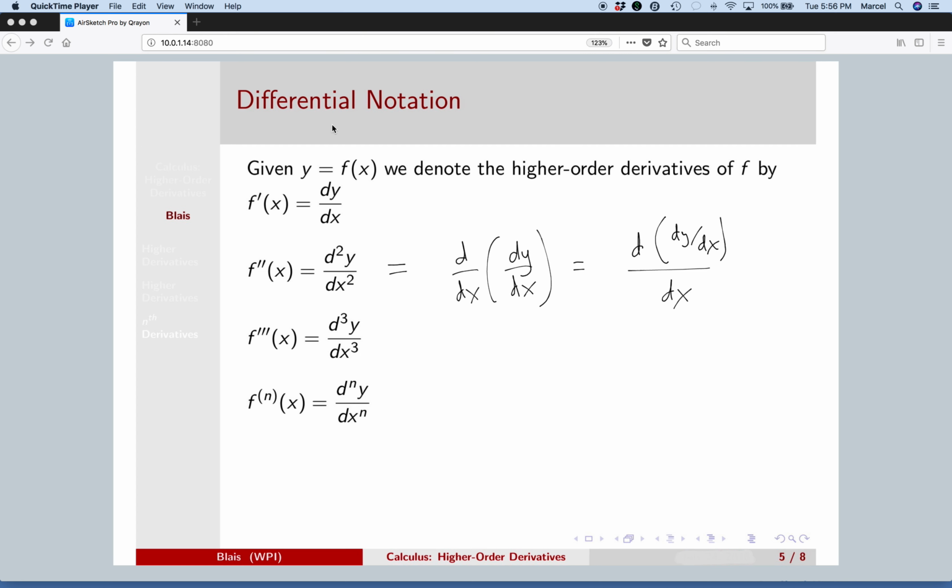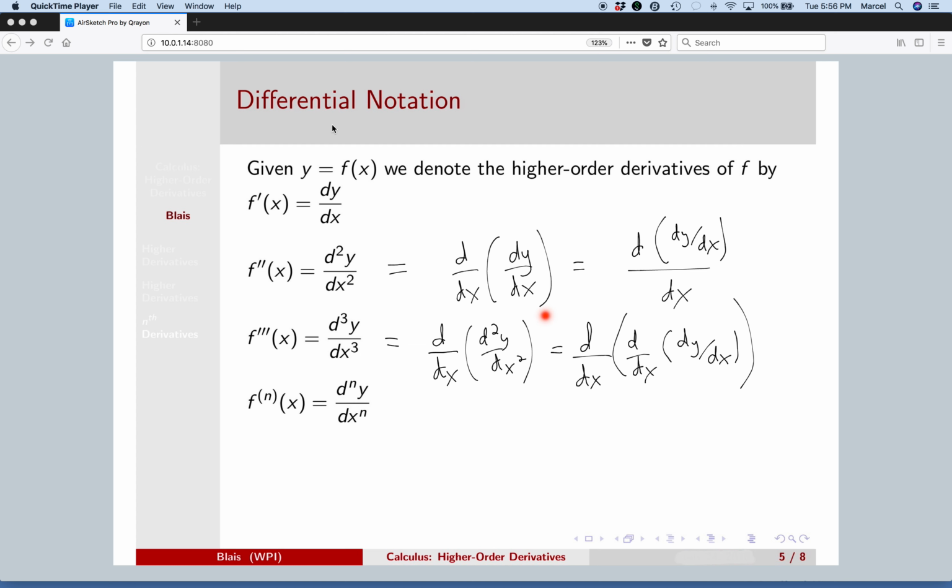And then you have the same type of notation for these higher order derivatives. So we have, in this case, for the third derivative, this would be the derivative with respect to x of the second derivative, which is the derivative with respect to x of the derivative with respect to x of dy dx.